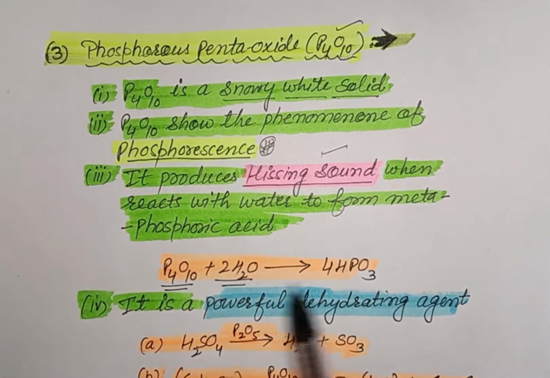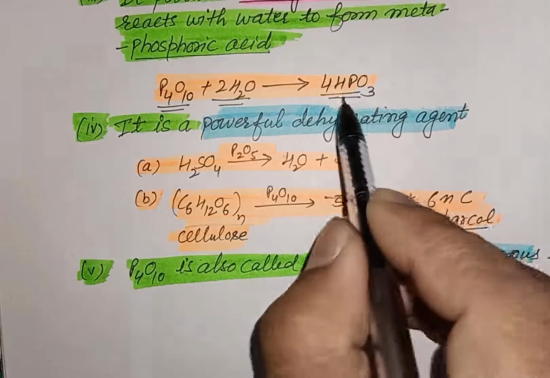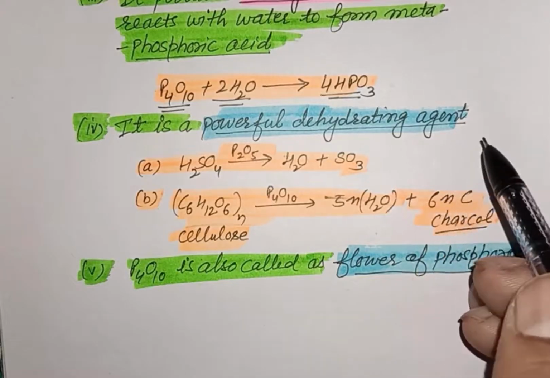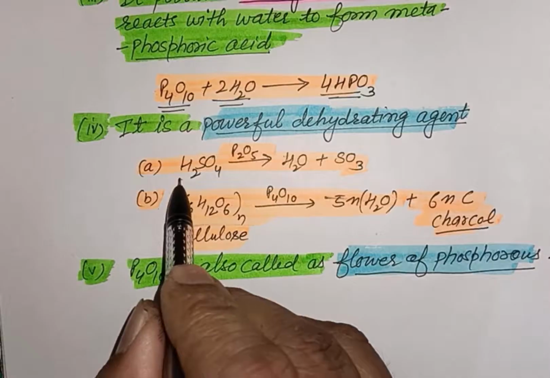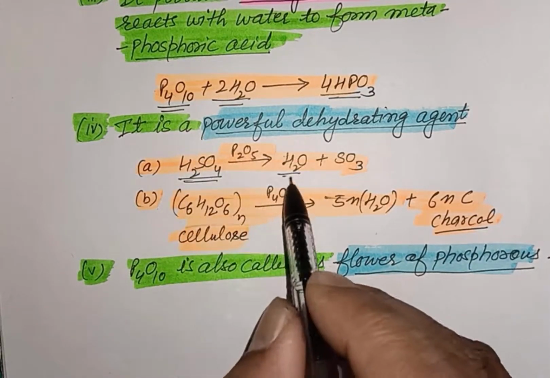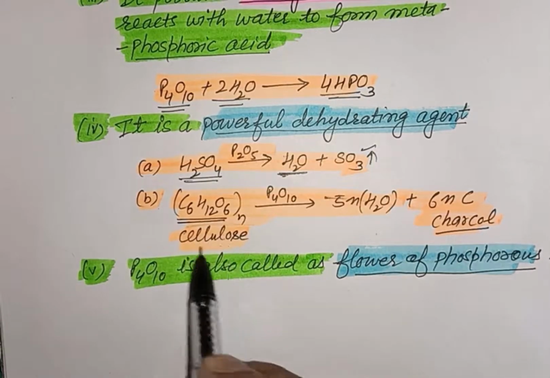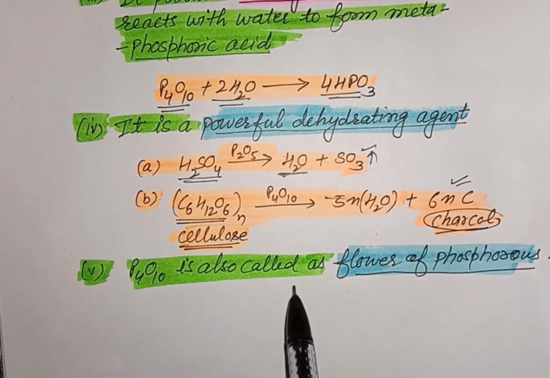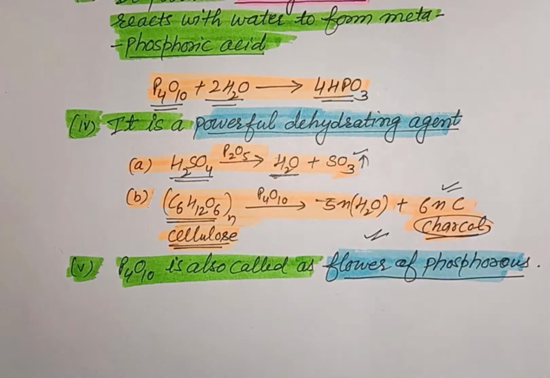P4O10, when it reacts with water, forms metaphosphoric acid, that is HPO3. It is a powerful dehydrating agent. It helps to remove water from the reacting species. When it reacts with H2SO4, sulfuric acid, it removes the water and releases SO3 gas. When it reacts with cellulose, it converts the cellulose into charcoal. P4O10, because of its structure, is also called the flower of phosphorus.